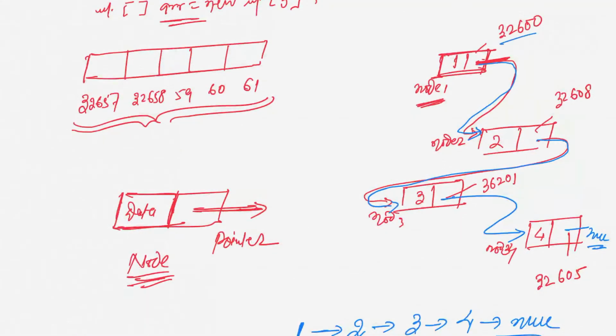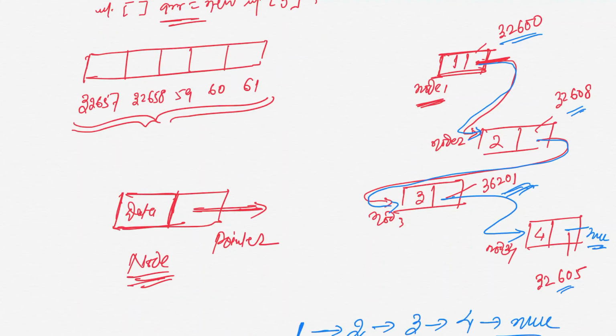locations, because these addresses will not be in contiguous memory locations. That is the reason your array is more cache friendly than a linked list.